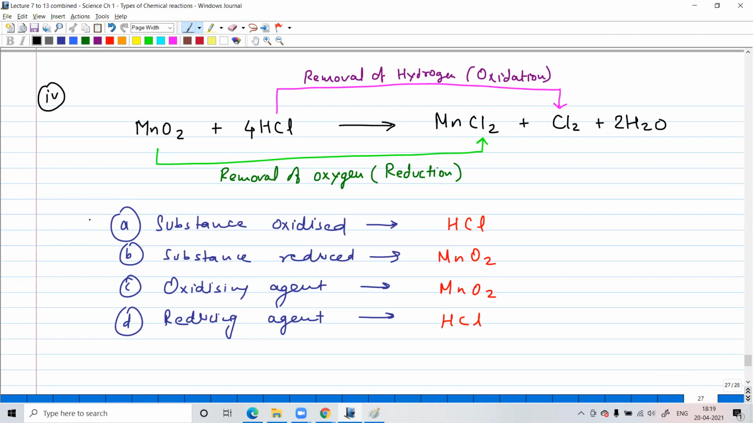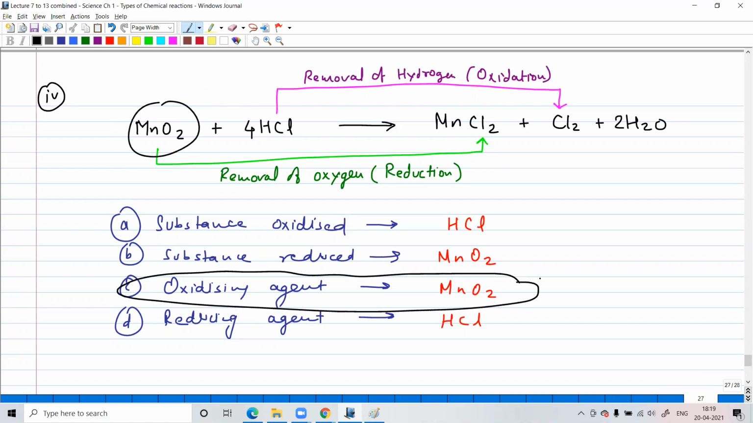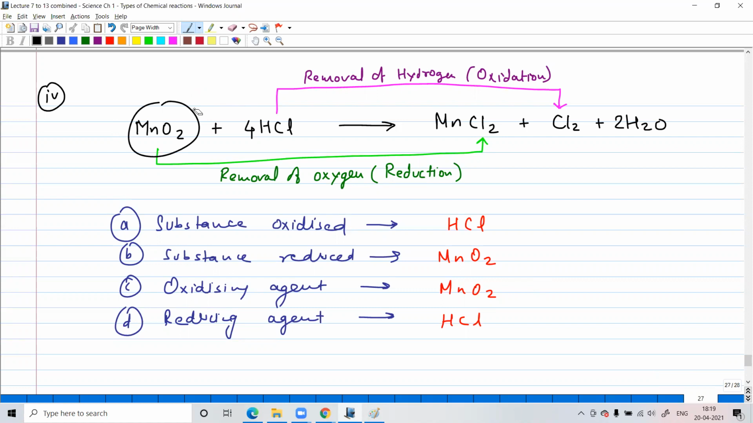And remember the 4 questions we have been talking about. What is the substance that got oxidized? It was HCl. And if HCl got oxidized, why did it get oxidized? Because of manganese oxide. This is the one which facilitated the oxidation. So MnO2 becomes the oxidizing agent. So I want you to remember this logic. Whichever substance gets oxidized, the other one will be the oxidizing agent.